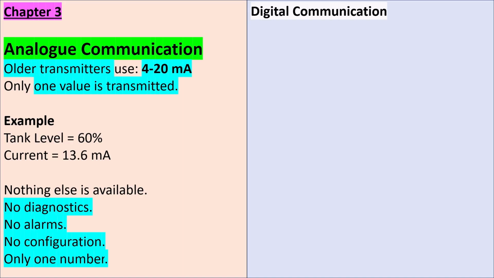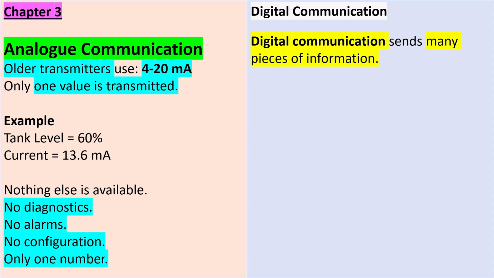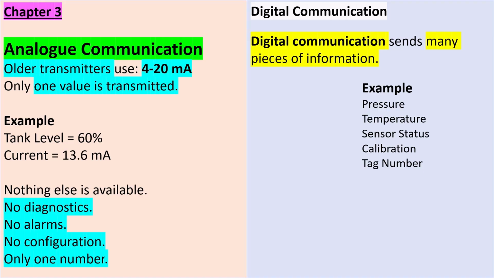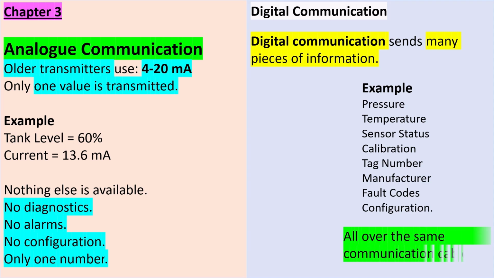Digital communication. Digital communication sends many pieces of information. Example: pressure, temperature, sensor status, calibration, tag number, manufacturer, fault codes, configuration, all over the same communication cable.